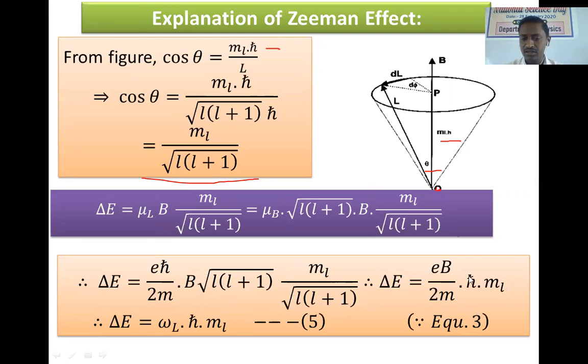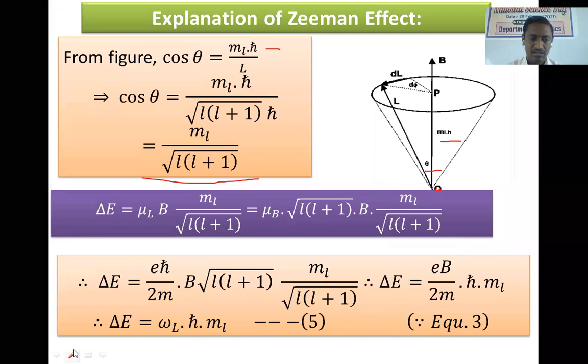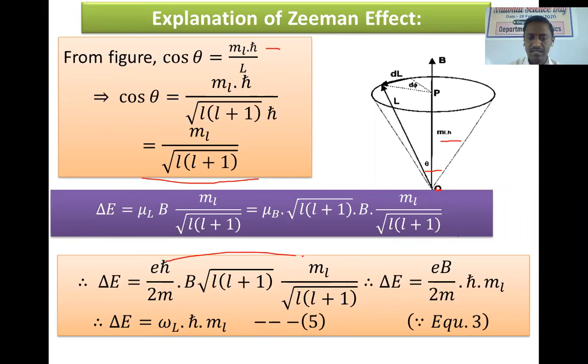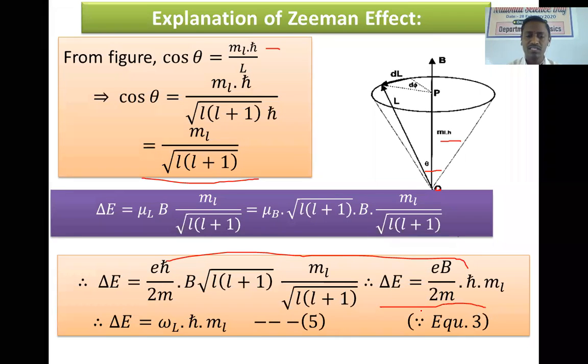Here h cross I have written near the ml here. Okay, h cross goes here. Therefore the equation simplifies to the form delta E equals e B upon twice m into h cross into ml, because the square roots on both sides got cancelled. But we know e B upon twice m is called omega L, from equation number 3.